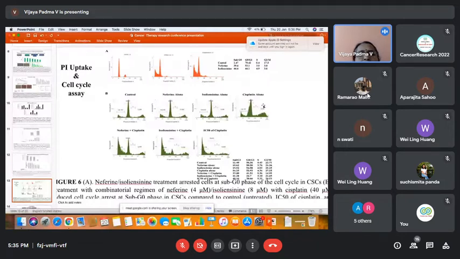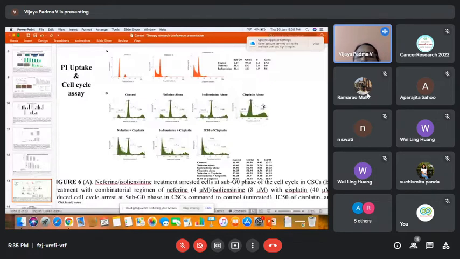Whereas here in the combinatorial regimen, neferine and cisplatin, there is a significant increase in the sub-G1 peak. Here also you can see an increase in this peak in the isoliensinine and cisplatin combination, which is really comparable to that observed with the IC50 dose of cisplatin.